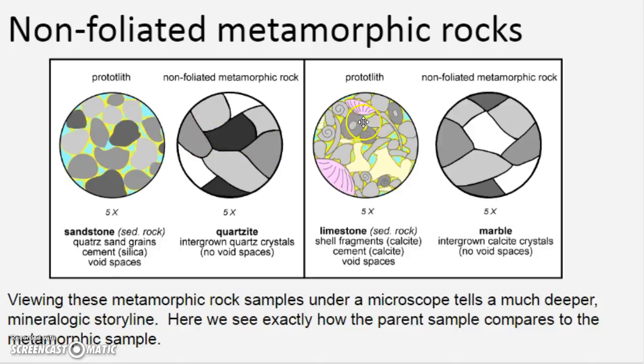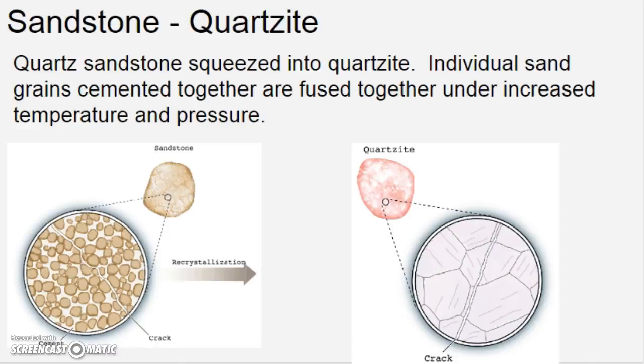The protolith of limestone is going to have shell fragments. The marble is going to be the metamorphosed rock. These are going to be interlocking calcite minerals. So you see that they become different because they are different. They've been metamorphosed, which means changed. Here we can look at sandstone becoming quartzite. Quartz sandstone is squeezed into quartzite. Individual sand grains cemented together are fused together under increased temperature and pressure. So quartzite we have interlocking, sandstone we have kind of individual sand grains.